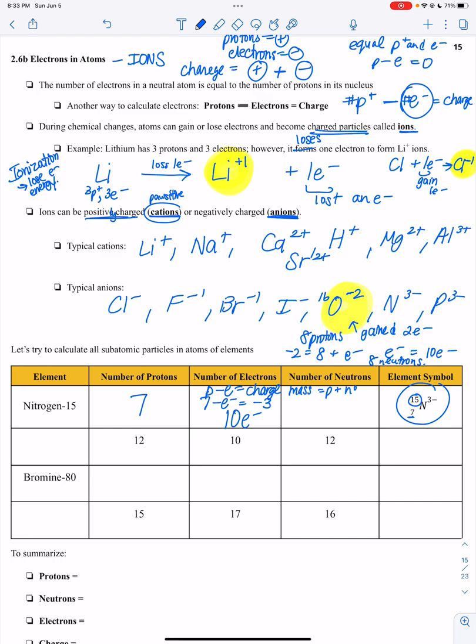Well, if I know the protons are 7, what must the number of neutrons be in order to get 15? Must be 8. I must have 8 neutrons. Ooh, that was a tough one there.